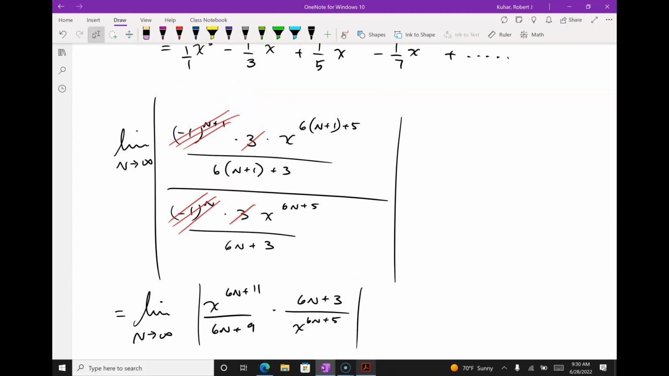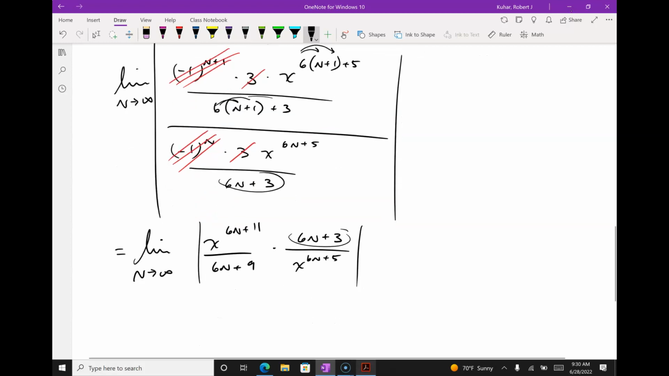Yeah, so I've got 6n plus 6 plus 5, that's 6n plus 11. And then 6n plus 6 plus 3, that's 6n plus 9. Yeah, I'm just foiling it, right? And then keep change flip. So the 6n plus 3 goes to the numerator, and x to the 6n plus 5 goes there.